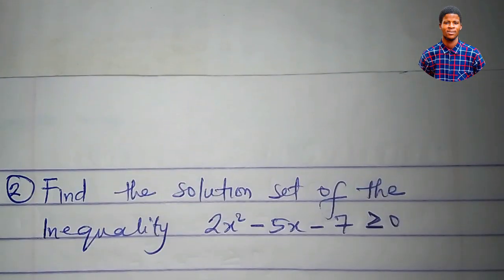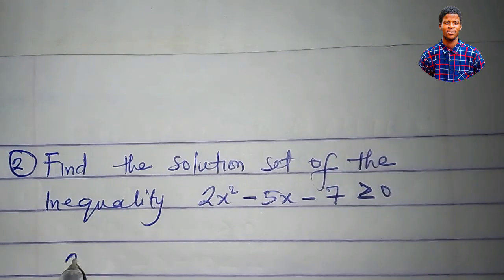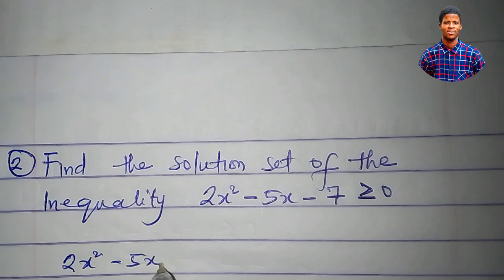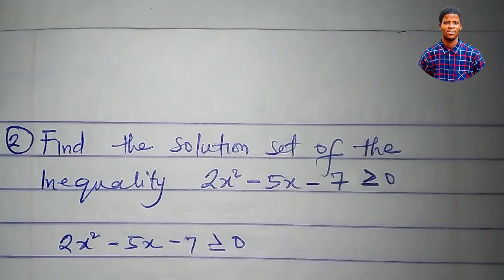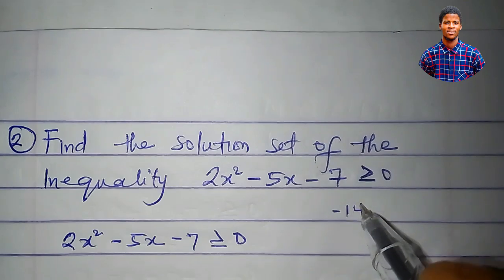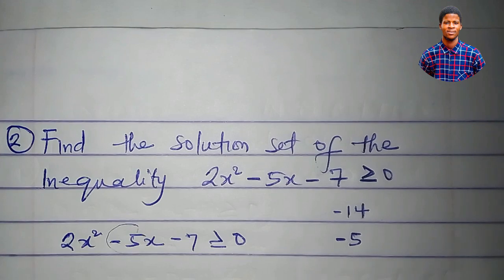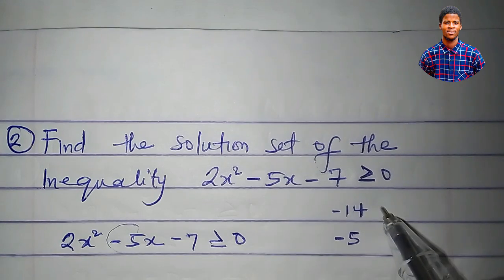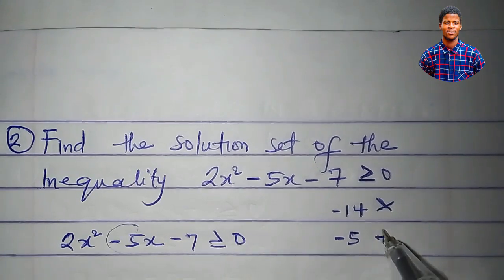Question 2 says, find the solution set of the inequality 2x squared minus 5x minus 7 greater than or equal to 0. All right. We have it as 2x squared minus 5x minus 7 greater than or equal to 0. So let's factorize this left hand side. 2 times minus 7 is minus 14. Then minus 5 is at the middle, which is the coefficient of x. So two numbers I will multiply to give me minus 14, I will add to give me minus 5. Multiply to get this, add to get this.